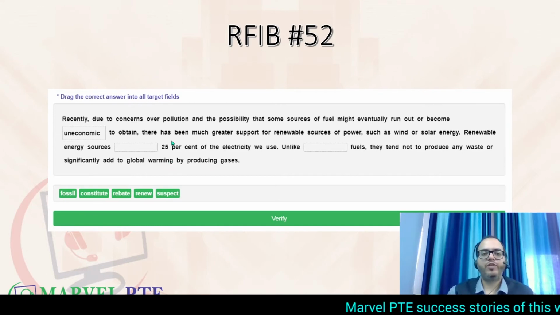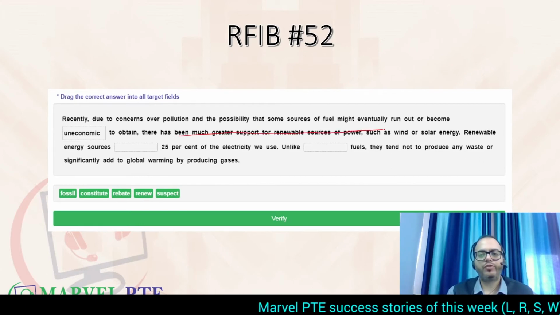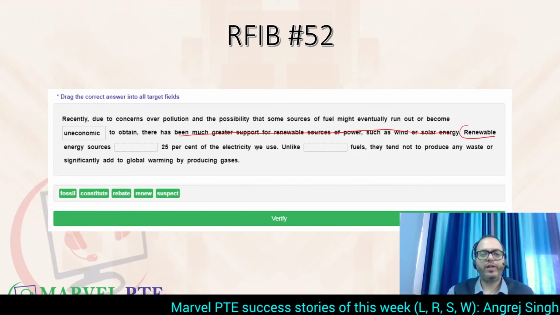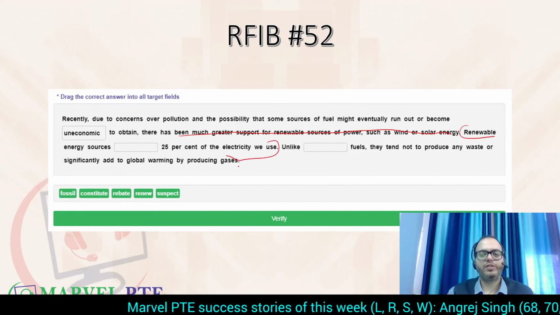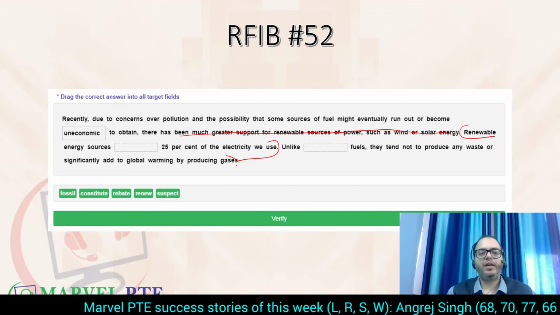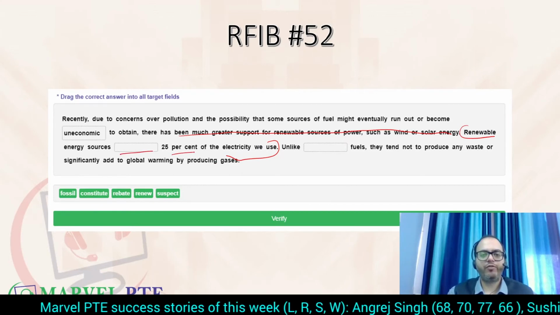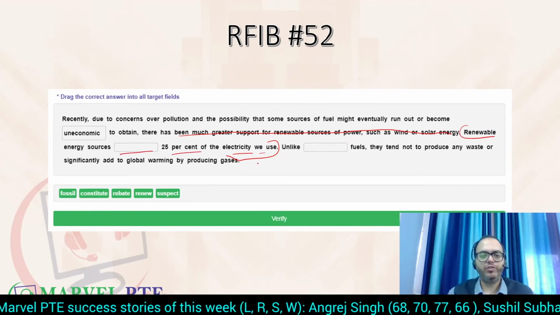Now coming to the second one, do you need to read all these lines? The answer is no, we do not have to read these lines. Okay, now we have to focus on 4-5 words before the blank and 4-5 words after the blank. Renewable energy sources dash 25% of the electricity we use.